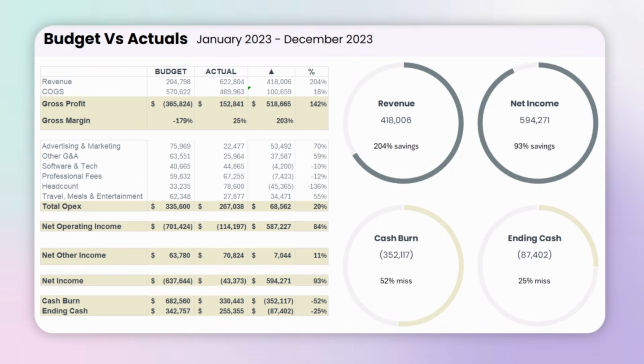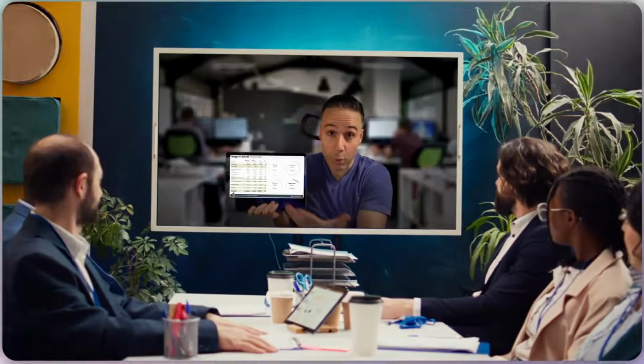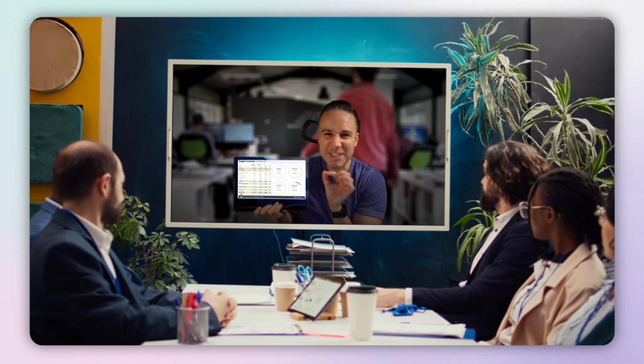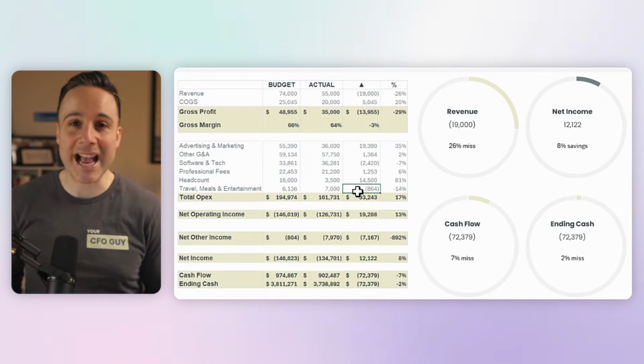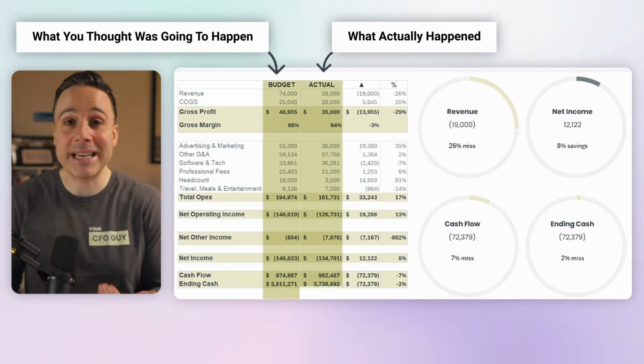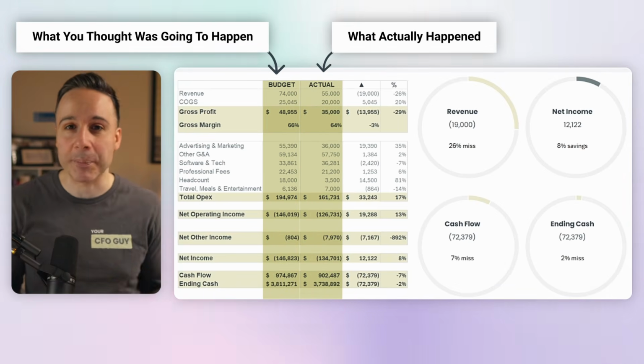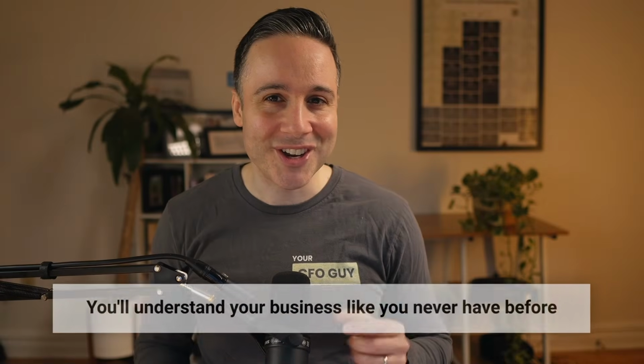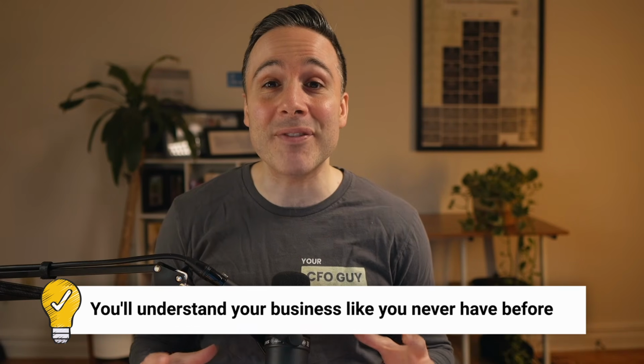Budget versus actuals is hands down the most valuable financial report. In fact, in almost any board meeting that I sit in on, this is where we spend the most of our attention because there's so much value in this report. Here's where you get to have a discussion on where exactly you thought the business is going and how that may deviate from what's actually happening. And if you nail down this report, you'll understand your business like you never have before.